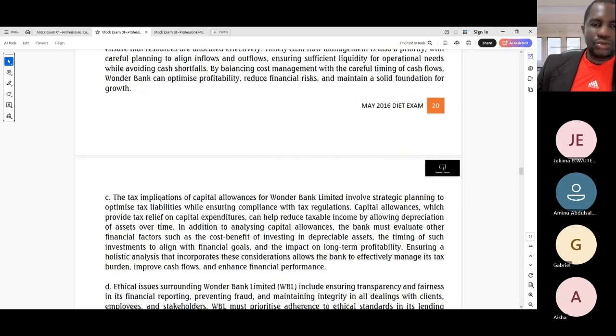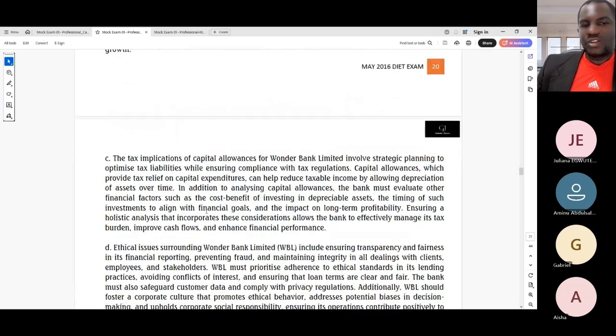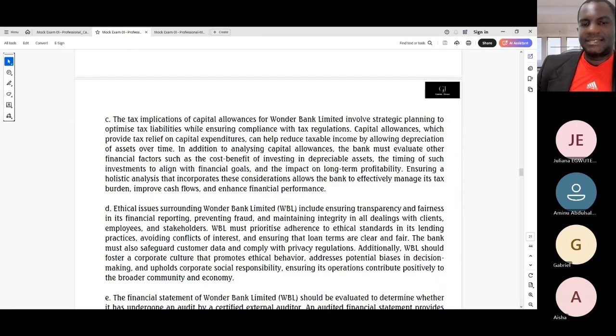Now, this one is an ethical issue of capital allowance. Capital allowance, which provides tax relief on capital expenditures, can help reduce taxable income by allowing depreciation of the asset over time, which is what we computed in the appendix. So ensuring a holistic analysis that incorporates this consideration allows the bank to effectively manage its tax burden. So this one is an ethical issue. And if they don't manage it well, it may lead to tax evasion. So take note of that. And if they manage it well, it will improve cash flow and enhance financial performance.